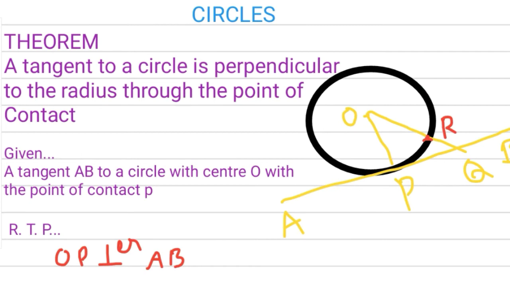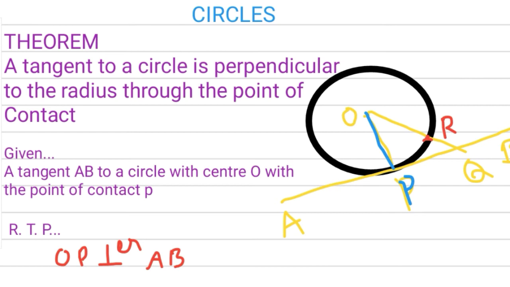What do you mean by this? If you draw any tangent AB, here AB is the tangent which touches the circle at a point, let it be P here, then the line drawn from the center to this point of contact will always be perpendicular to the given tangent, means OP is perpendicular to AB. That is the meaning of the statement.